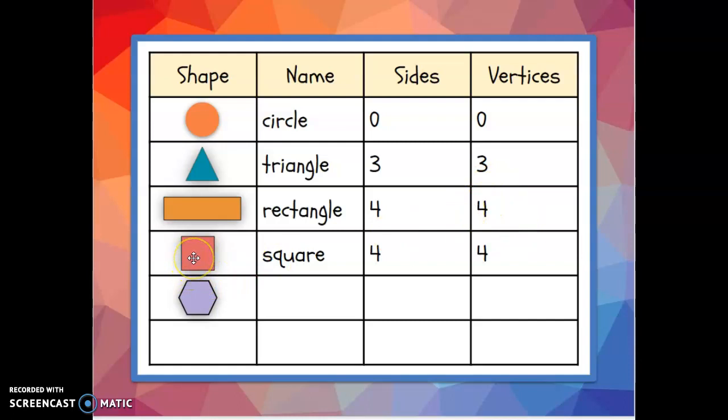Here's the shape we learned yesterday, a square. A square has 4 equal sides and 4 vertices as well. Let's go ahead and fill in the information about our hexagon. So this is the word hexagon, H-E-X-A-G-O-N. It has 6 sides and it also has 6 vertices.